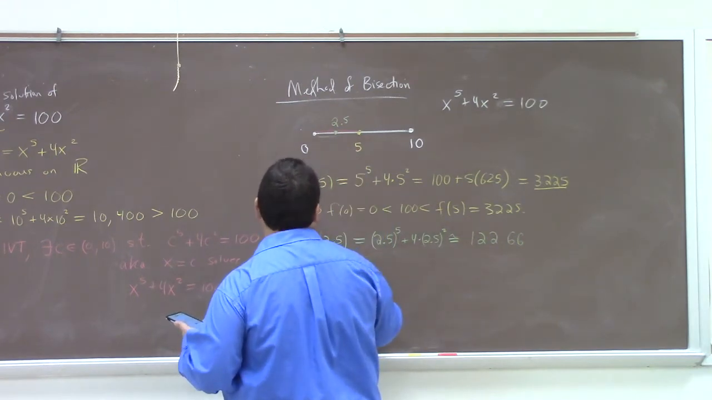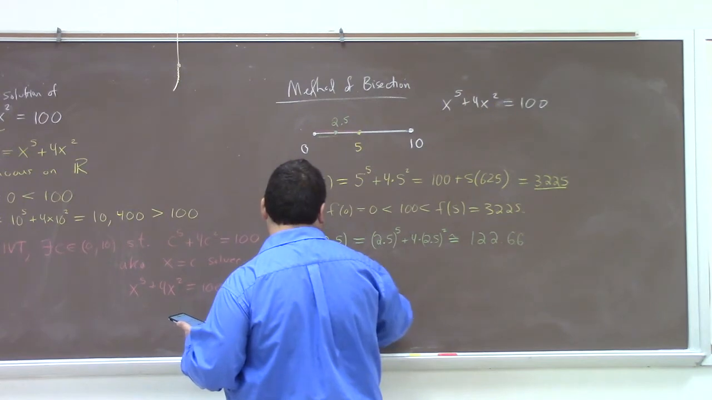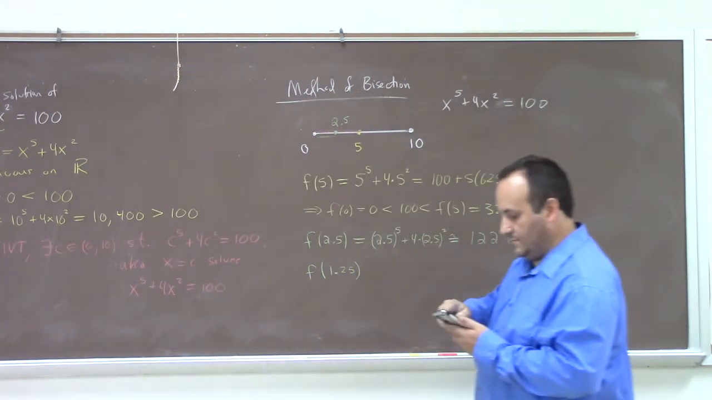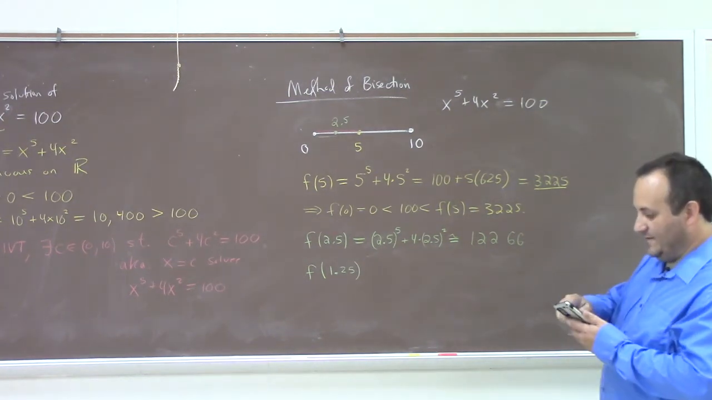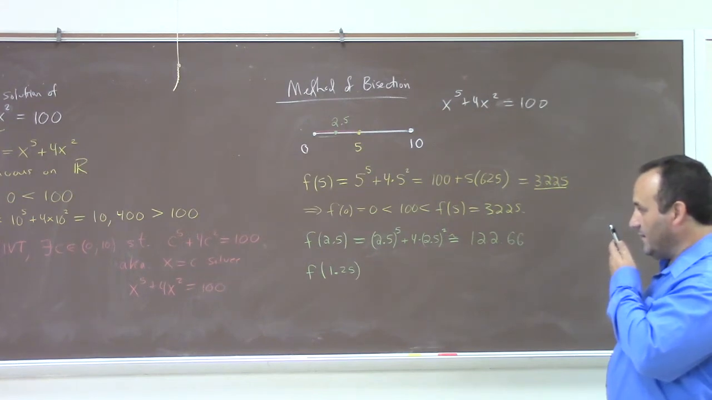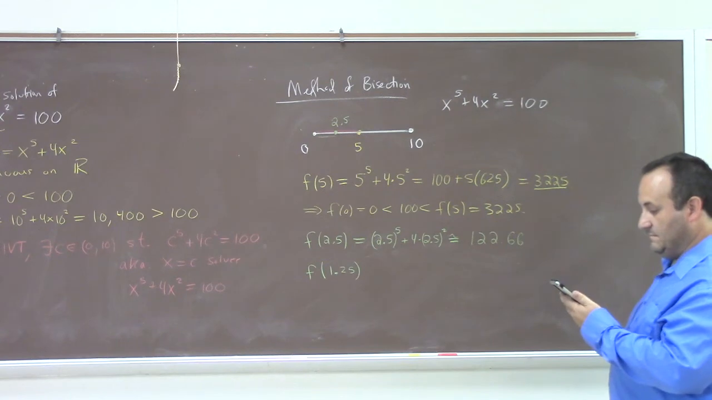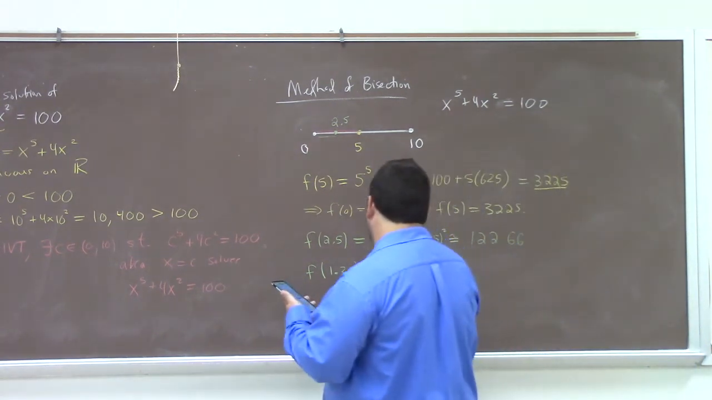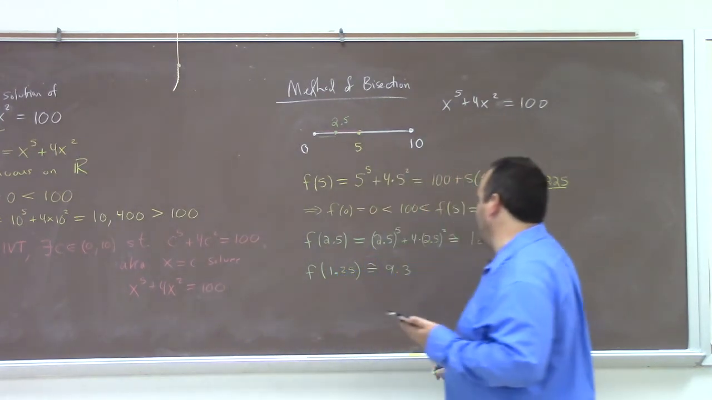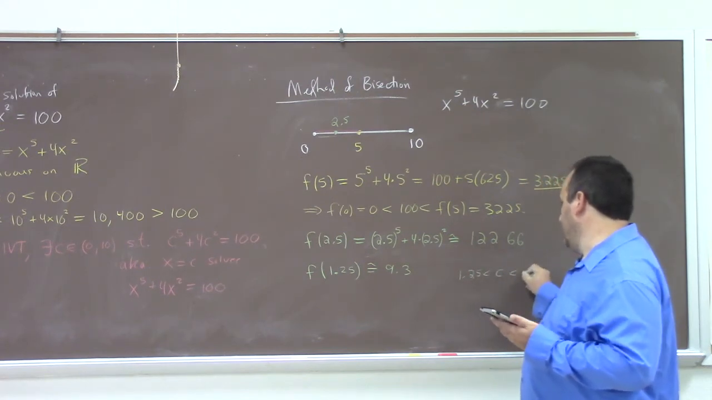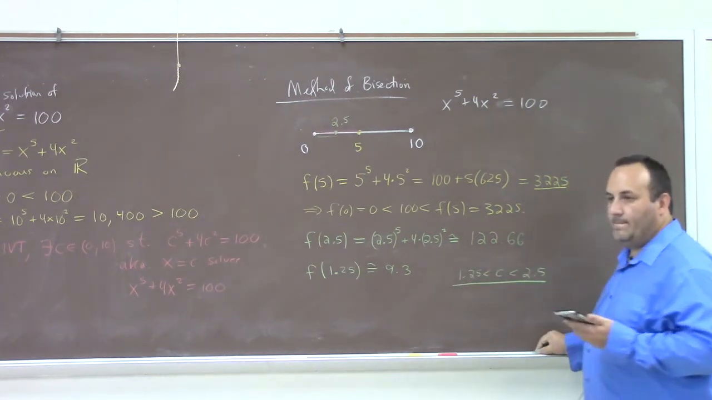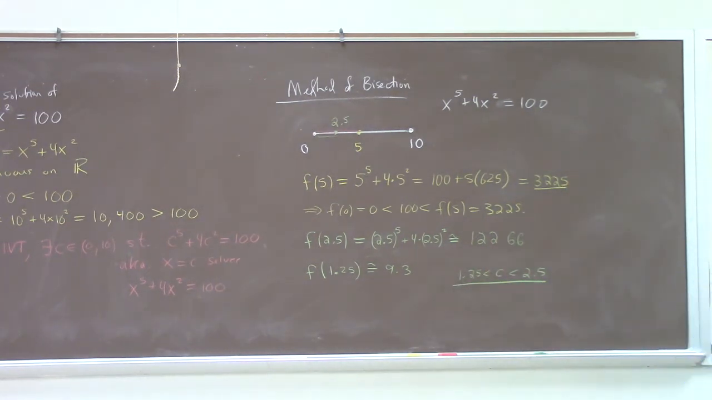So next we check f of 1.25. 1.25 to the fifth power plus 4 times 1.25 squared. The answer is approximately 9.3. So what did we figure out? The answer is somewhere in here. The solution to this, there's a 0 somewhere in there. Not a 0, rather, a place where the polynomial output is 100.